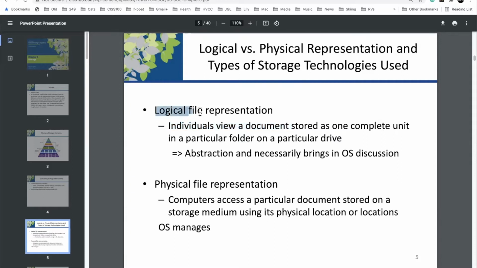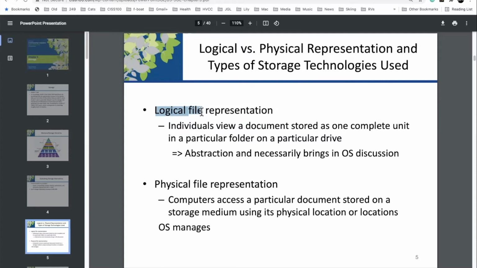Going back to the logical file representation, again, this is how we as users perceive files. I think of an .mp3 with a .mp3 extension. It's a song, right, or a music file. .avi, .mp4, it's a video file. .docx, it's a Microsoft Word file. .pdf, it's an Adobe PDF. So we're going to see that this logical abstract file representation is managed by the operating system.